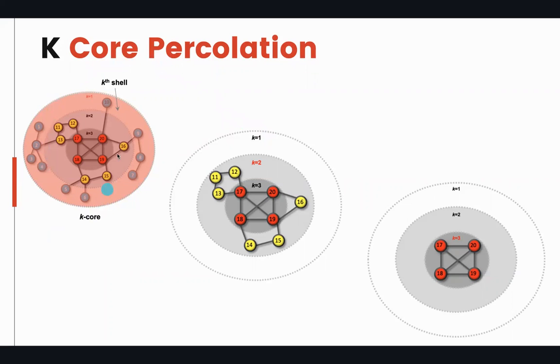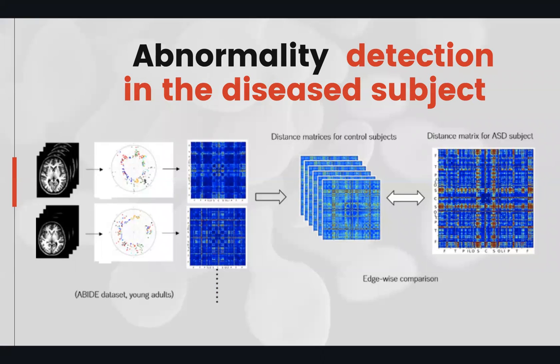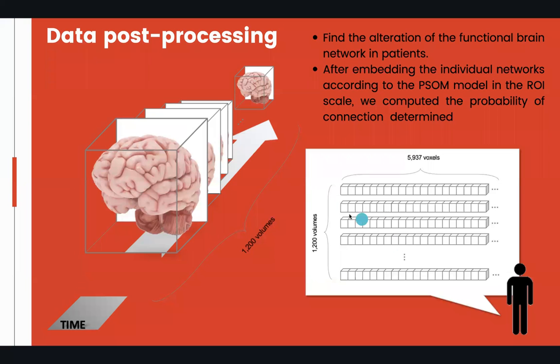For example, use the whole range of K values, K1, K2, K3, until K240. So every value of K will provide a different accuracy. So this is the abnormality detection. This one is from the brain data set. So find the distance matrix of the voxels with the matrix edge-wise comparison. The data processing is important because the data are quite high dimensional, with 5,000 voxels and also 1,200 volumes. So the time for data processing is quite important with the PCOM. So we compute the probability of the connections determined.